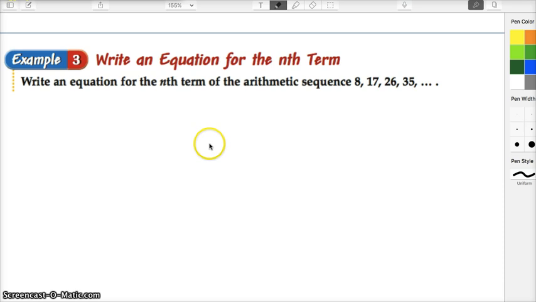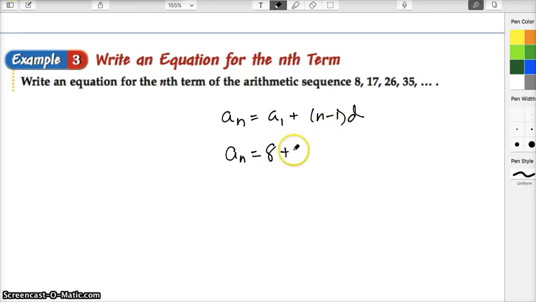So here in example 3, we are encouraged to find an equation for the nth term of the sequence. Well, let's go ahead and use the formula that we have. We know that a sub n is equal to the first term plus n minus 1 times the common difference. So an equation for the nth term would be an equation such that we have n in it because we don't know what that term is. So a sub n is equal to, the first term of the sequence we're dealing with is 8 plus, since we don't know what n is, we're going to leave it at n minus 1 times the common difference.